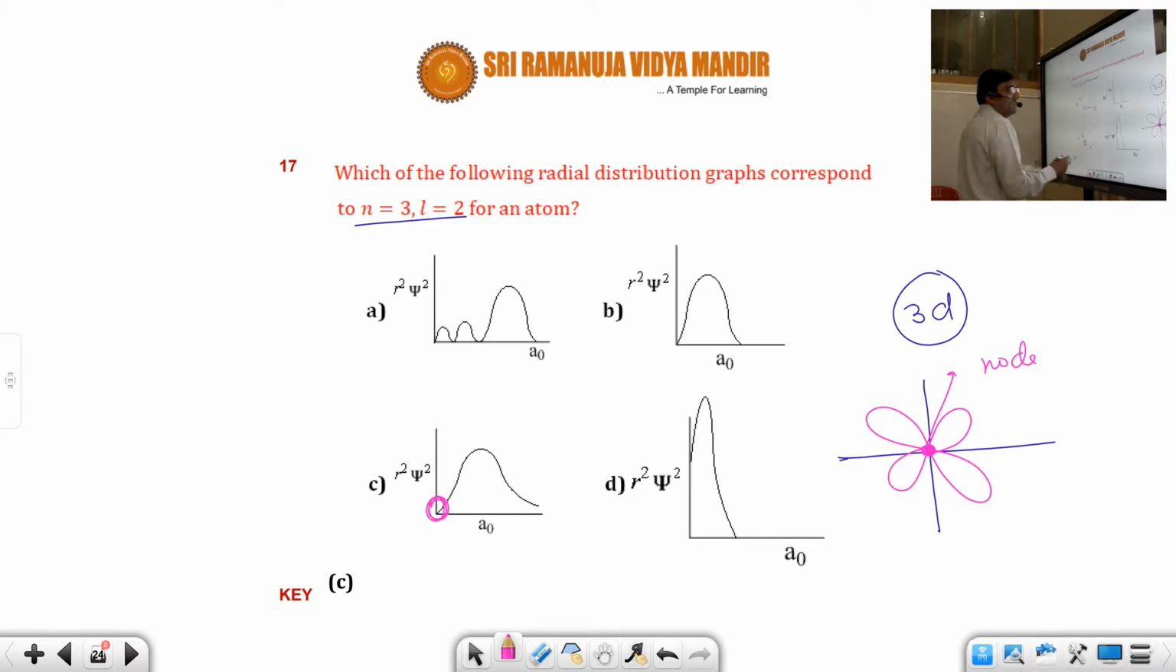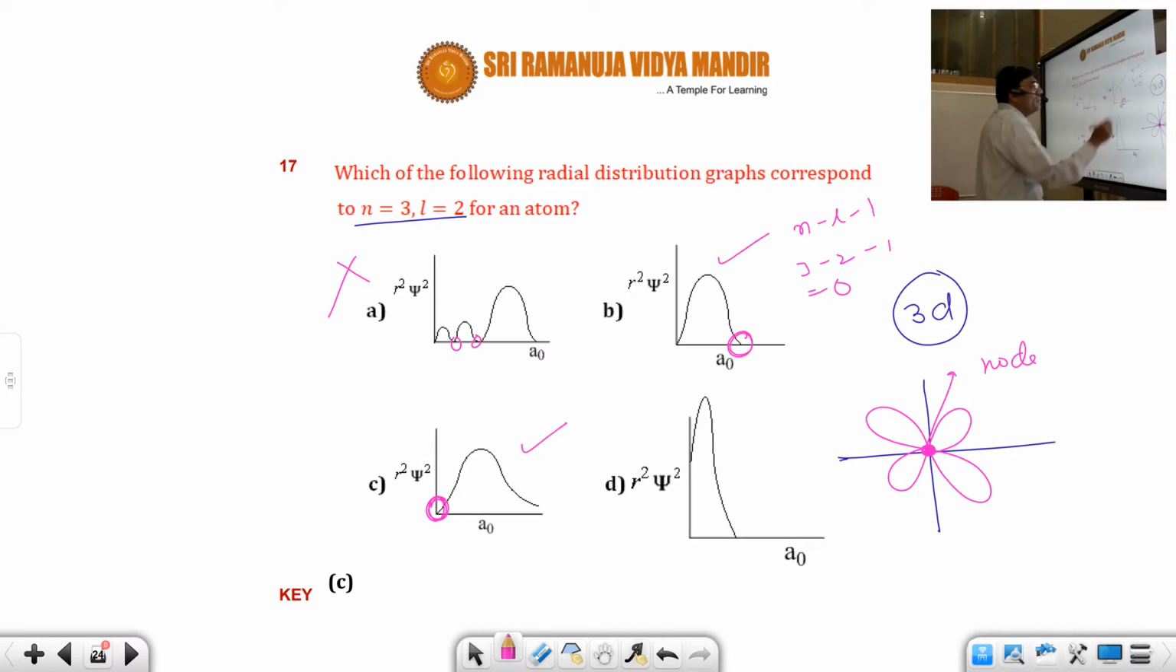So I hope you understood. And 3d orbital, for example, if you take, find out the n minus l minus 1 value. What is this? Radial node. Find out 3 minus 2 minus 1, that is equal to 0. So there is no node. But here 2 nodes are there, so it is a wrong answer. Here also node is there. So you can see it is touching here, touching here. What is the difference between this and this?